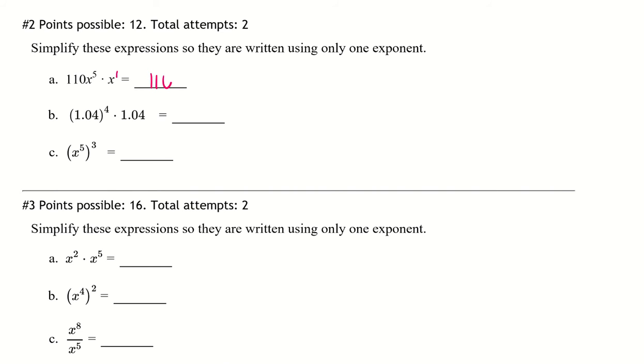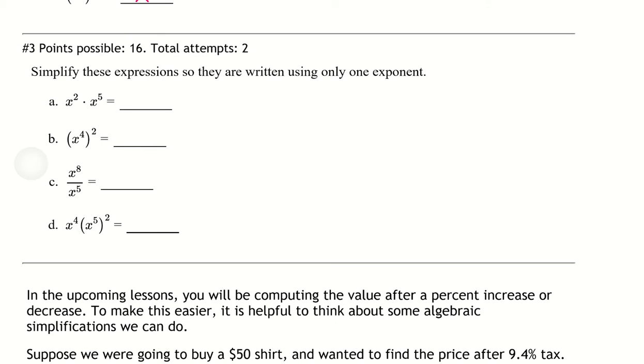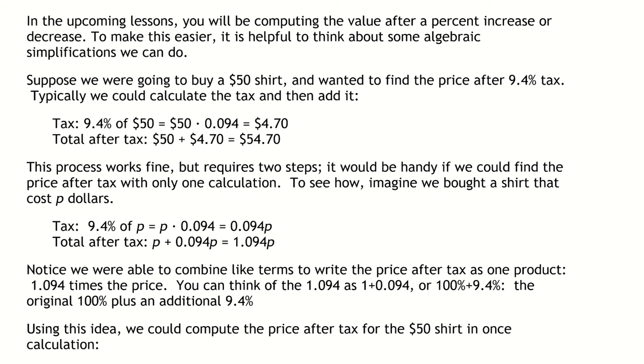So this becomes 110 to the 1 times x to the 6th. Same here, there's an invisible 1. So this becomes 1.04 to the 5th. Now here we have a power to the power, so we multiply and get 15. And then you're going to do similar for bases of x.